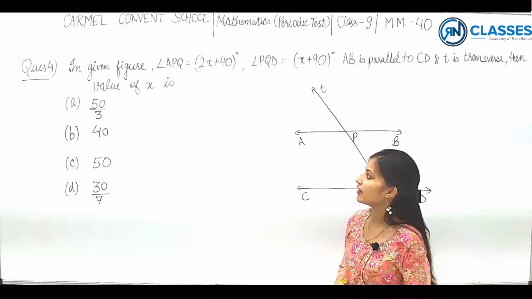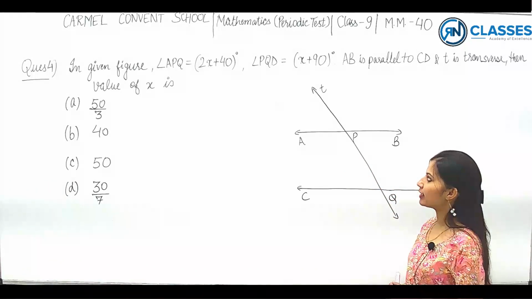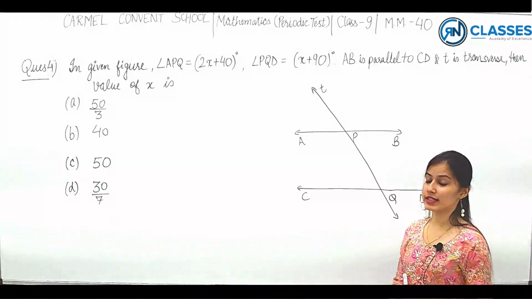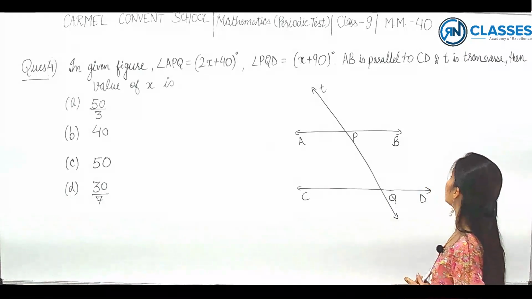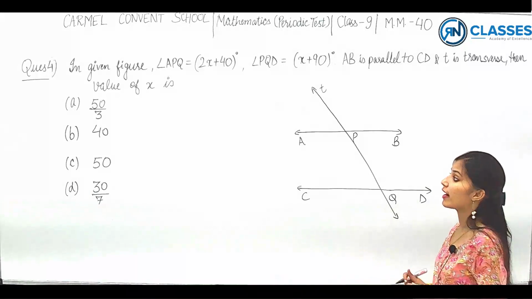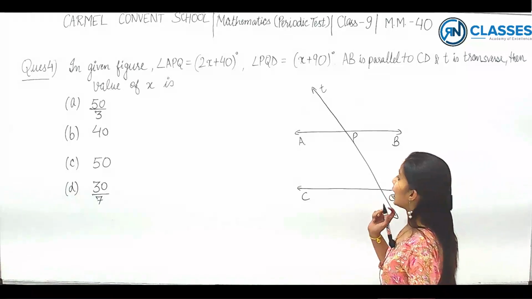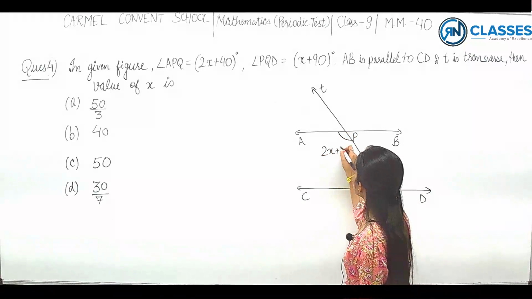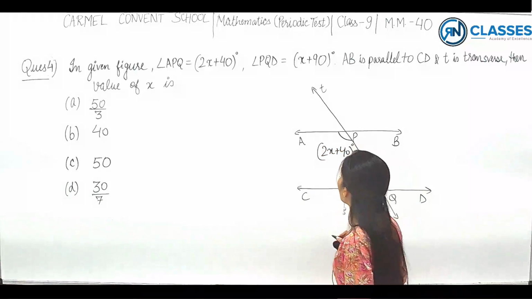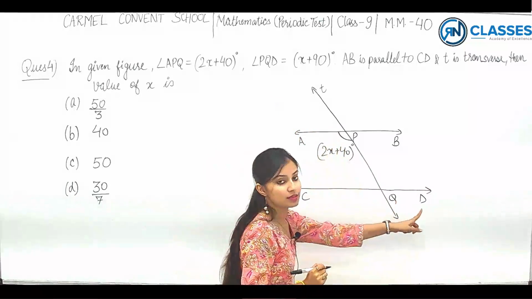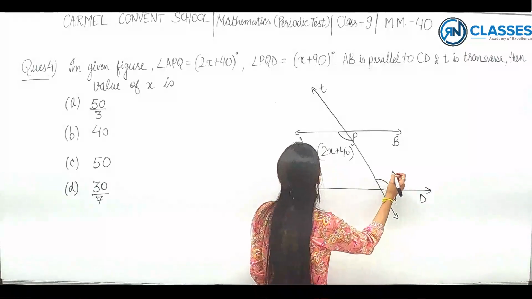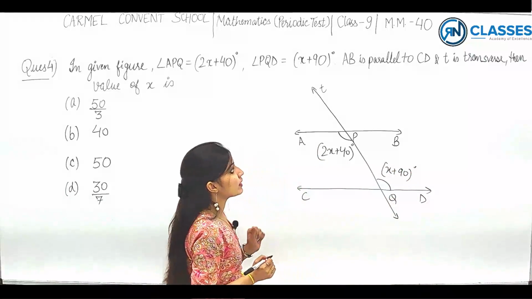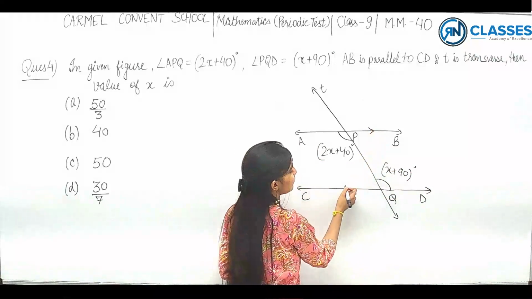Question number 4. In the given figure, angle APQ is 2x plus 40 degree. Angle PQD is x plus 90 degree. AB is parallel to CD and T is transversal. Then find the value of x. APQ means this angle is given to be 2x plus 40 degree. And angle PQD means this angle is given to be x plus 90 degree. AB is parallel to CD. These two lines are parallel.